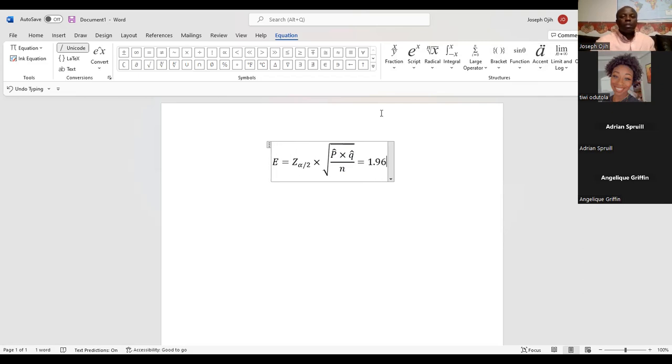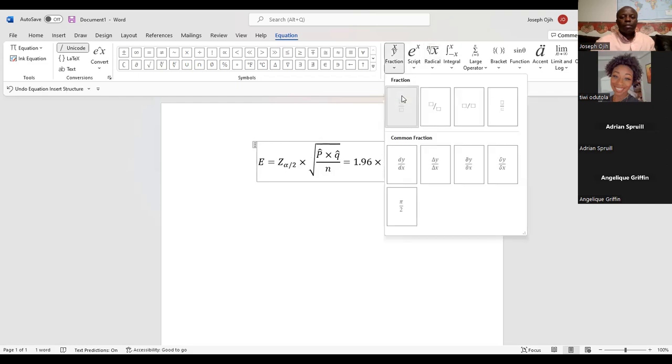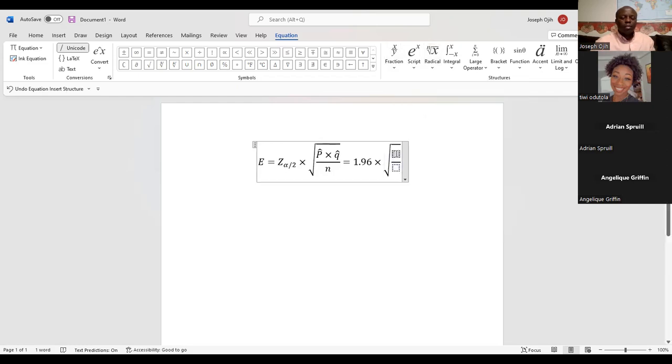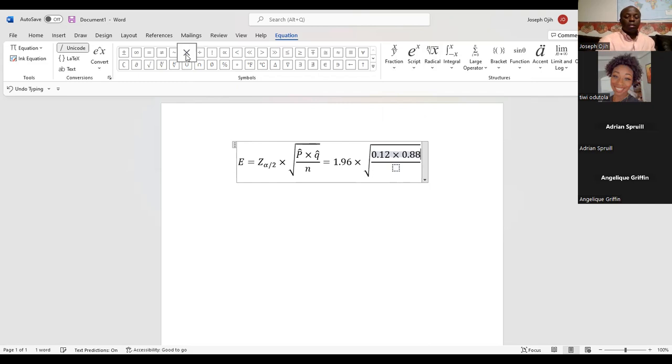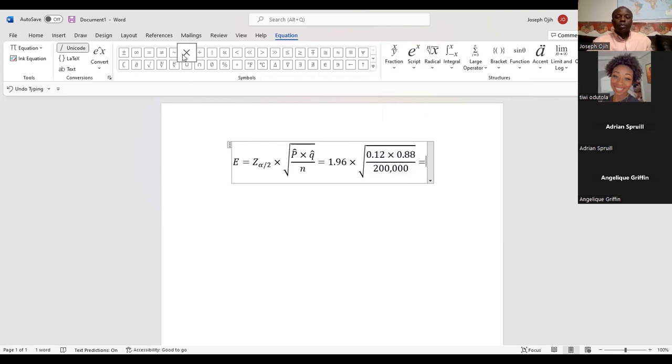Which is Z alpha over 2 is 1.96 times the square root of P hat, which is 0.12, times Q hat, 0.88, over N, and N is 200,000. Now let's put this in the calculator and see what it gives us, and write it down.